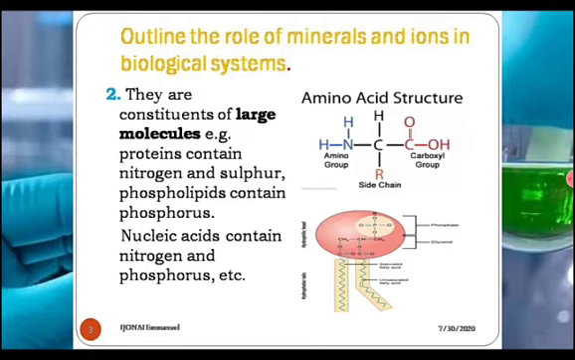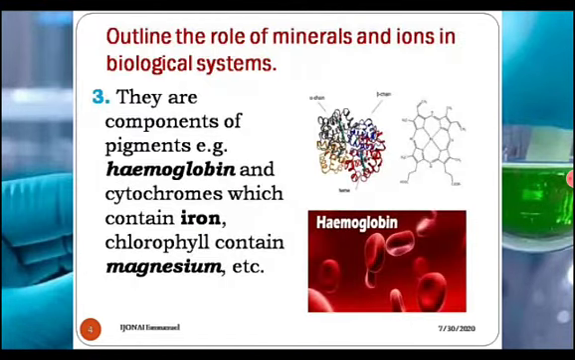So as you can see there, the structure of amino acids, where you see the nitrogen ion as a constituent of amino acids. And then also phospholipids contain phosphorus. As you can see down there, the structure of phospholipid, where phosphorus is very much a good constituent there. Nucleic acid as well contain nitrogen and phosphorus and even sulfur. So large molecules in our bodies contain these minerals and ions.